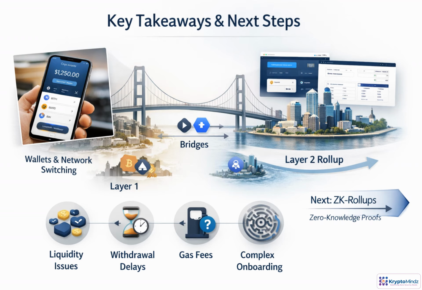The big takeaway is that rollup UX turns scaling infrastructure into something people can actually use. Wallets shape access, bridges move assets with trade-offs, and dApps and explorers build trust. The main frictions are liquidity, delays, gas confusion, and onboarding. Next, we'll unpack ZK Rollups, starting with zero-knowledge proofs.